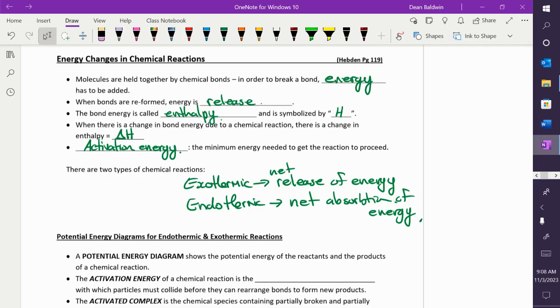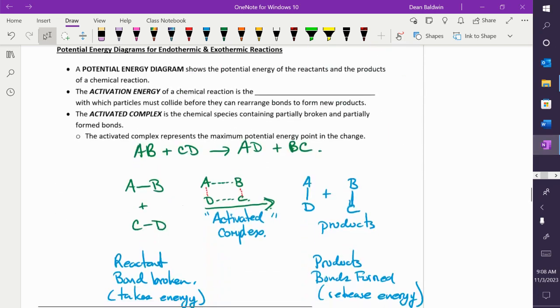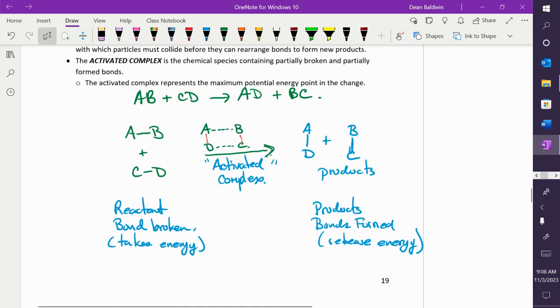Hey, we went over endothermic reactions. Endothermic reactions have a net absorption of energy, and an exothermic reaction has a net release of energy. We looked at what is happening during a reaction, and you get two molecules coming together. You form an activated complex where bonds are breaking.